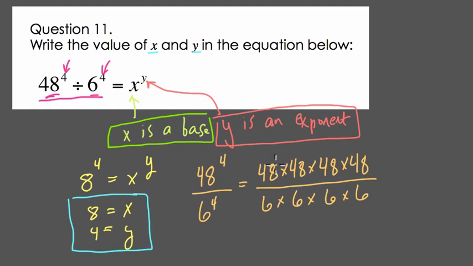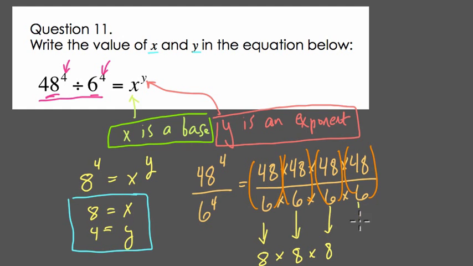You might recognize here that because we're multiplying everything in the numerator and denominator, we can regroup them. We can group each of these pairs together in the numerator and denominator. So it's like thinking of 48 divided by 6 four times: 48 divided by 6, 48 divided by 6, 48 divided by 6, and 48 divided by 6. So we could divide each of them and multiply. Let's do that and see what happens. 48 divided by 6 is 8, times another 8, times another 8, and then times another 8. And that is 8 to the 4th.